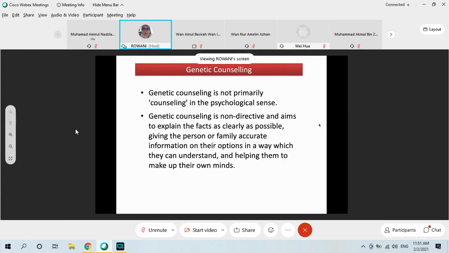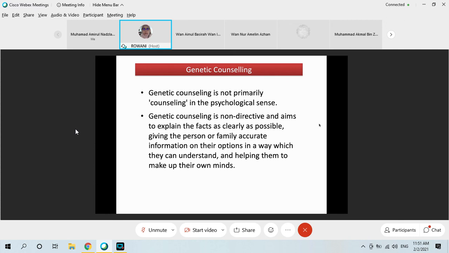Okay. So again, I just want to stress, genetic counseling is not primarily counseling in the psychological sense, although there are a lot of psychological components during the counseling session. And most important, it is non-directive. You aim to give facts as clear as possible, as accurate as possible, so that they can decide on their own what they want to do, particularly with regards to reproduction.